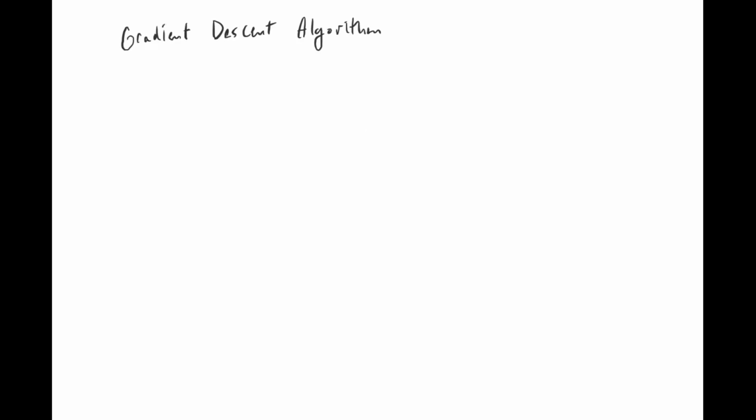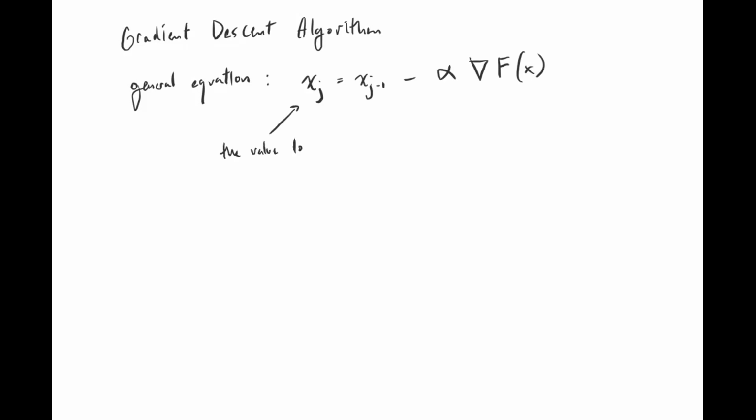So the general equation will typically look something like this, which I believe we looked at last time. So xj equals xj minus one, minus alpha. Okay, so let's break this down. So the x is the value to be updated.